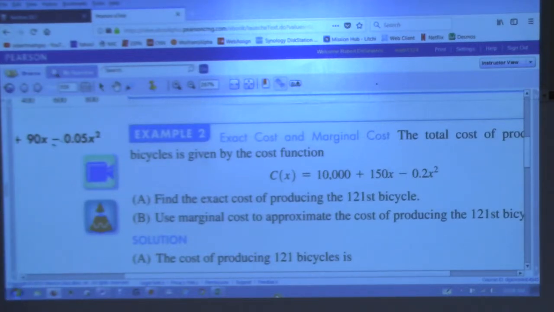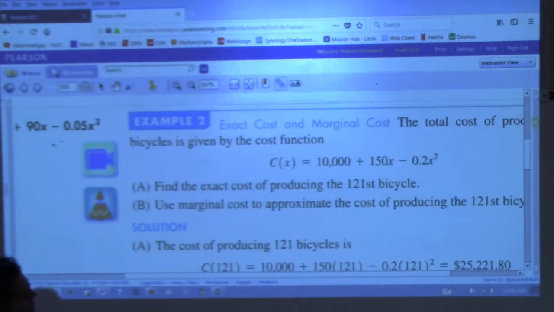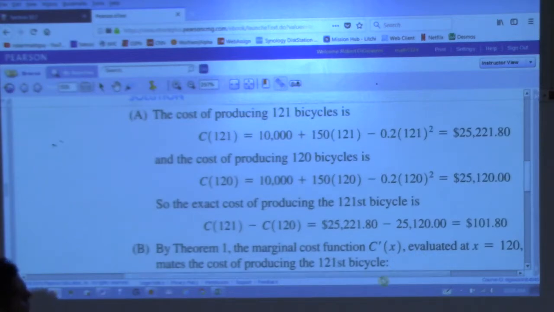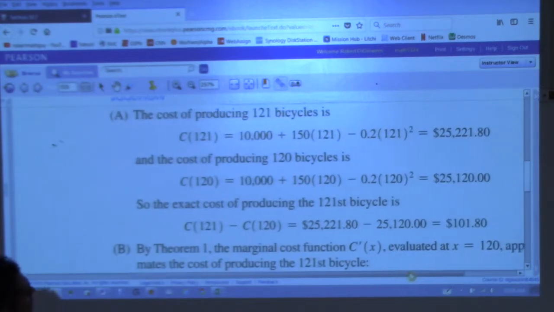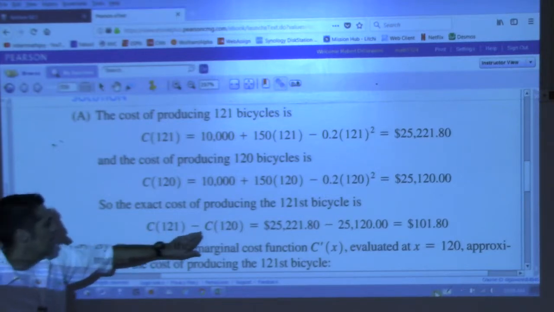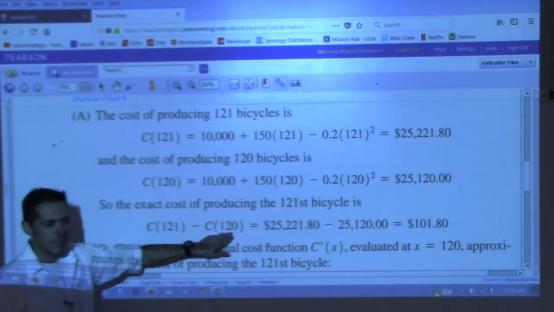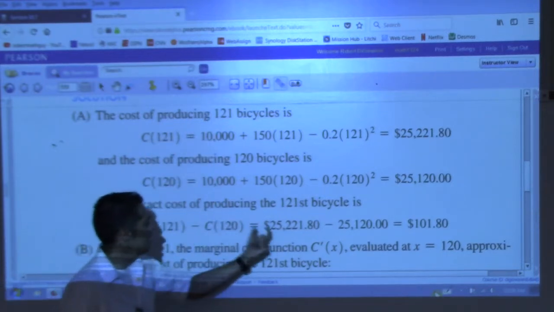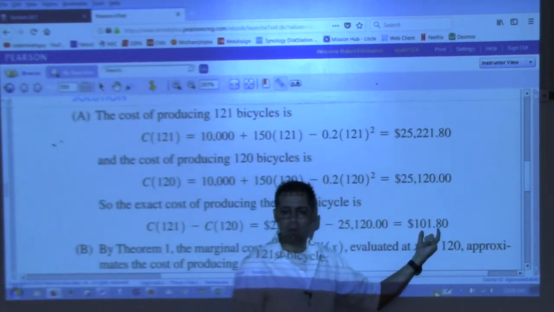Are we good? Okay, I'm not going to work through this one on the board. I'm just going to show you the solution to it. So for part A, what we had to do was C of 121 minus C of 120. So you plug 121 into the original function, you plug 120 into the original function, get the two answers, subtract them, you get 108.80. All right?